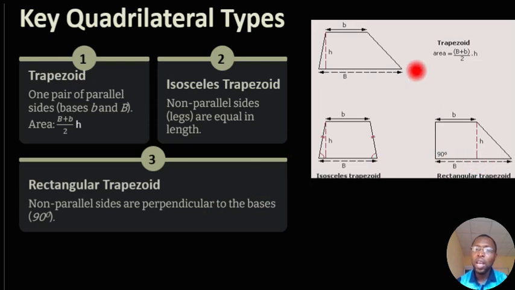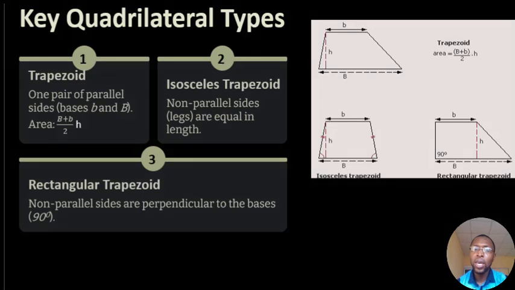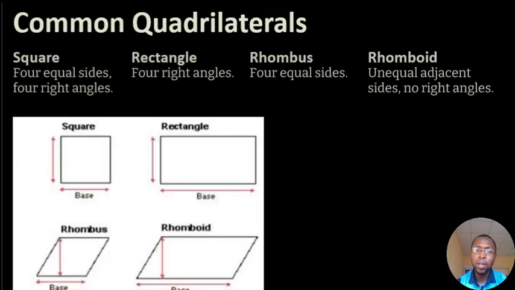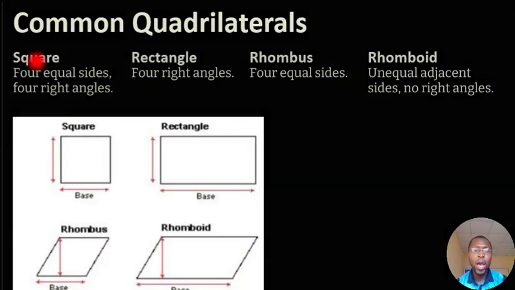All right. So aside from this, we also have other types of quadrilateral. Okay, the common one, we have the square. The square has four equal sides and four right angles. As you see here, all the sides of a square are equal, and then each of the angles in a square is 90 degrees, which we call a right angle.